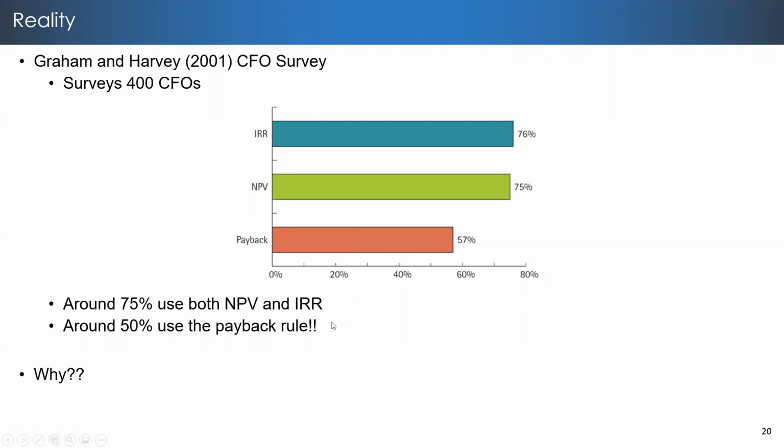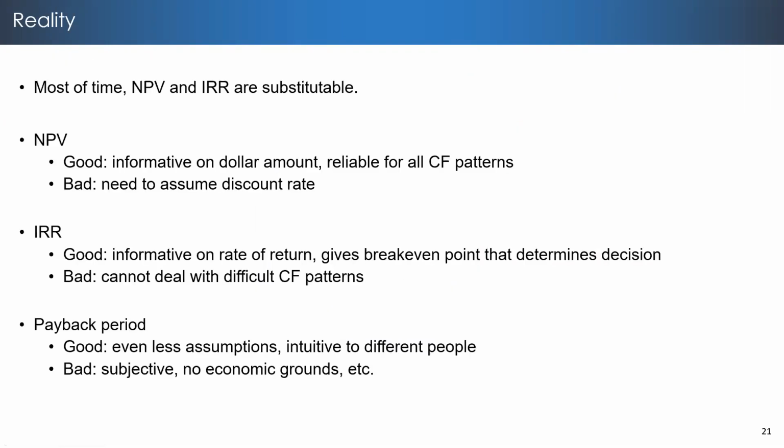Also, a large number of people use those rules altogether, meaning that they not only focus on the IRR rule, they also check the net present value rule and the payback period rule. Why would they do that? Why don't they just use one rule instead of the other? You want to know that there are benefits, basically advantages and disadvantages, for different rules.